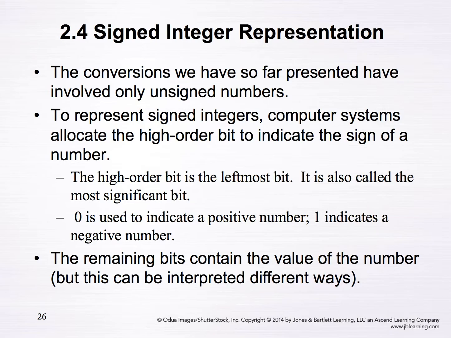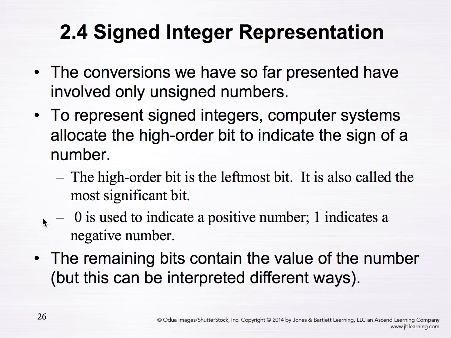In this video, we talk about how to represent the signed integer number. So the conversions we have represented so far have involved only unsigned numbers. In order to represent a signed integer, a computer system allocates the high order bit to indicate the sign of a number. The high order bit is the leftmost bit, also called the most significant bit. 0 is used to indicate a positive number, and 1 indicates a negative number.